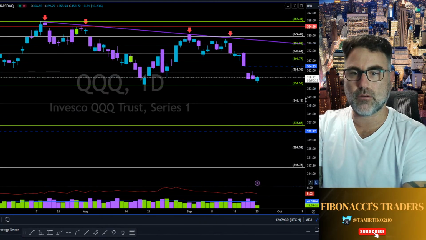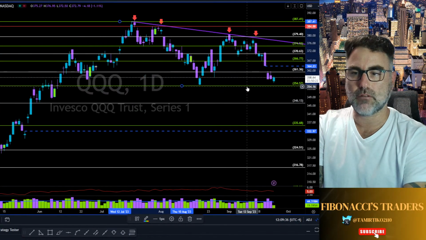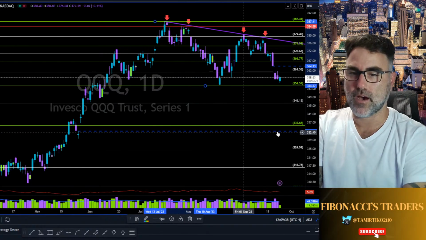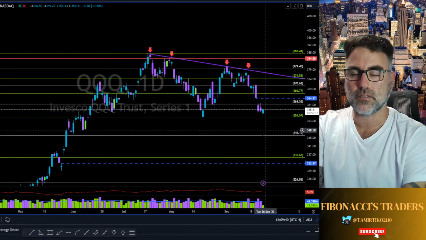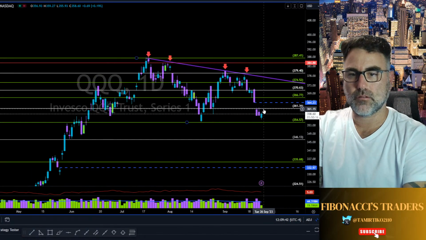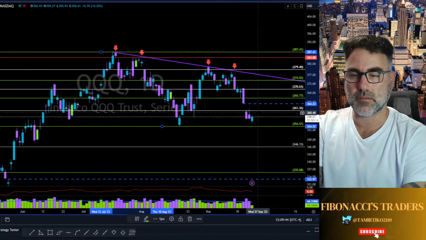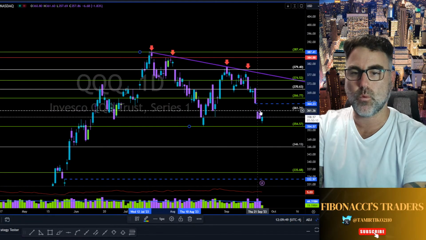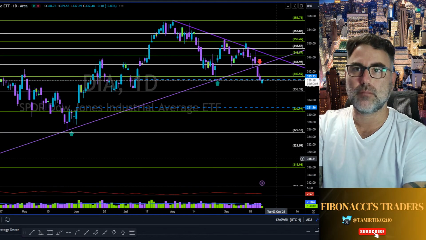QQQ on the daily, this is how it looks. Very tight price action since last Thursday. 354 to the downside. Below it, with high probability, this gap will get filled. Long continuation or some bounce towards this gap only above 361.40.